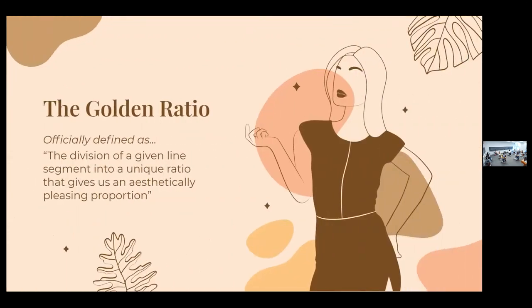So according to Alfred S. Posamentier and Ingmar Lehmann, the golden ratio refers to the division of a given line segment into a unique ratio that gives us an aesthetically pleasing proportion. Not just limited to the area of mathematics, it can be found in many other areas, including the human body, nature, art, architecture, among many other things.